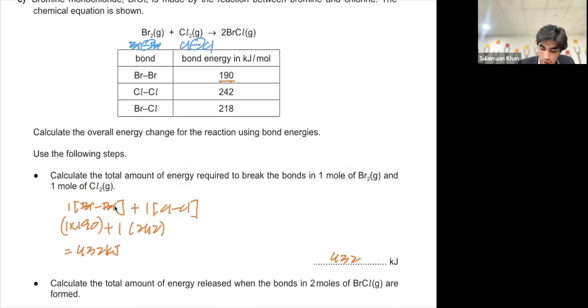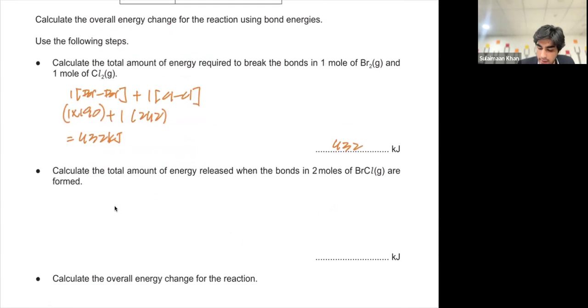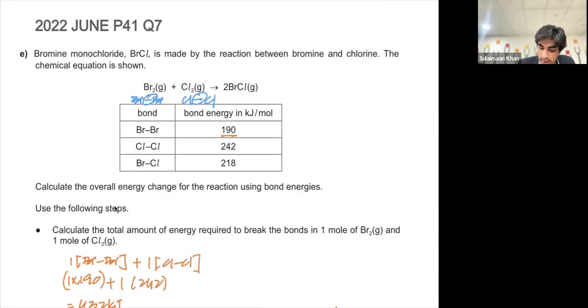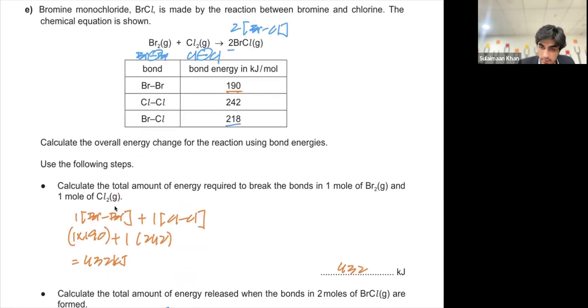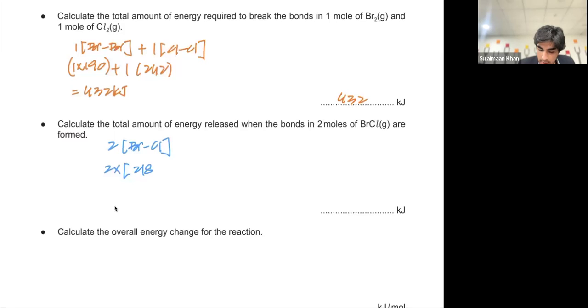Okay. Calculate the total amount of energy released when 2 moles of BrCl are formed. He's even telling you 2 moles of BrCl. So for 2 moles of BrCl, let's do this. Guys, has your chemistry improved or not? BrCl is 218. Has there been a little improvement or not?